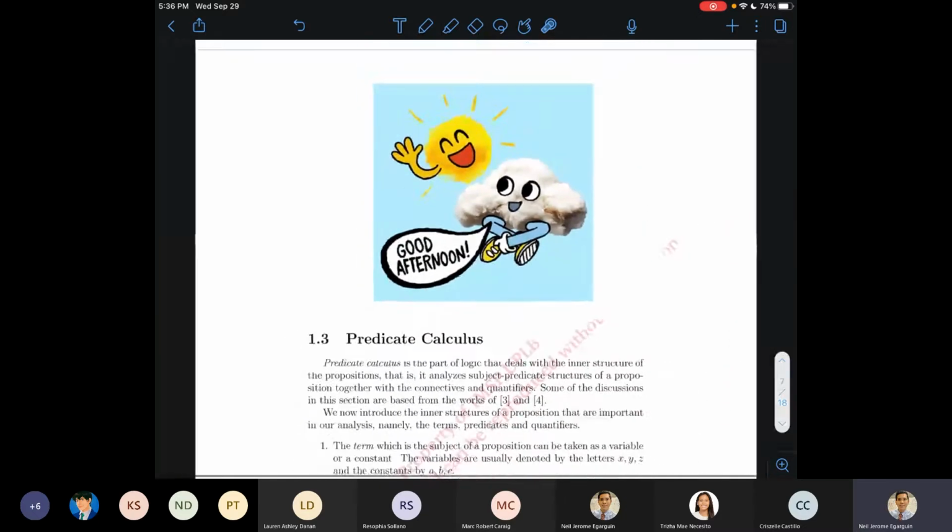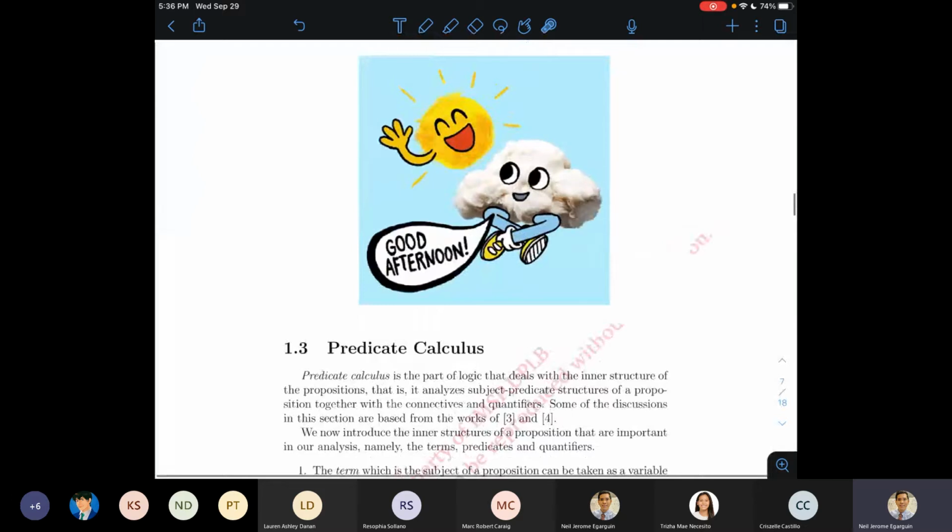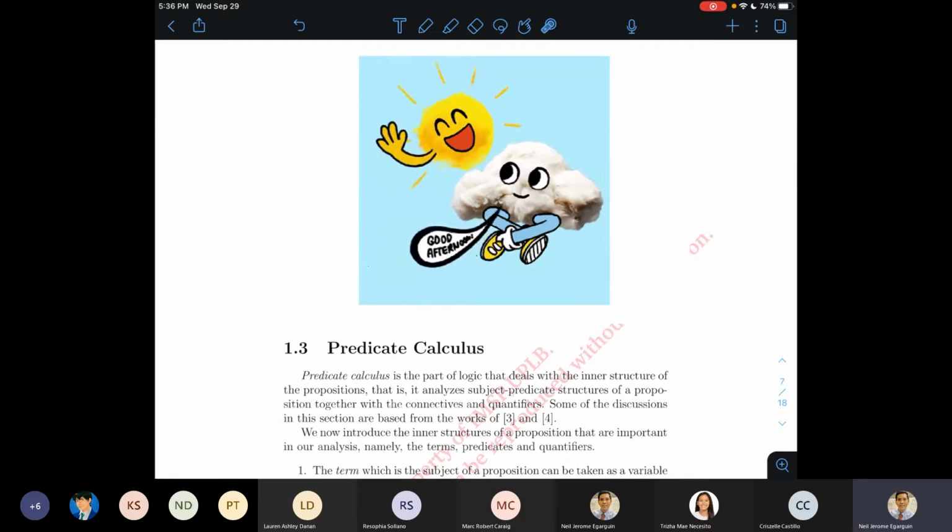Okay, so for today, as I've mentioned, we'll be talking about predicate calculus. Ano nga ba yung predicate calculus? First sentence of this section tells us that predicate calculus is the part of logic that deals with the inner structure of propositions. So ina-analyze natin yung subject-predicate structure ng isang proposition. As I mentioned before, ang propositions natin last time ay parang napaka-generic. It works for all species under consideration or all objects under consideration.